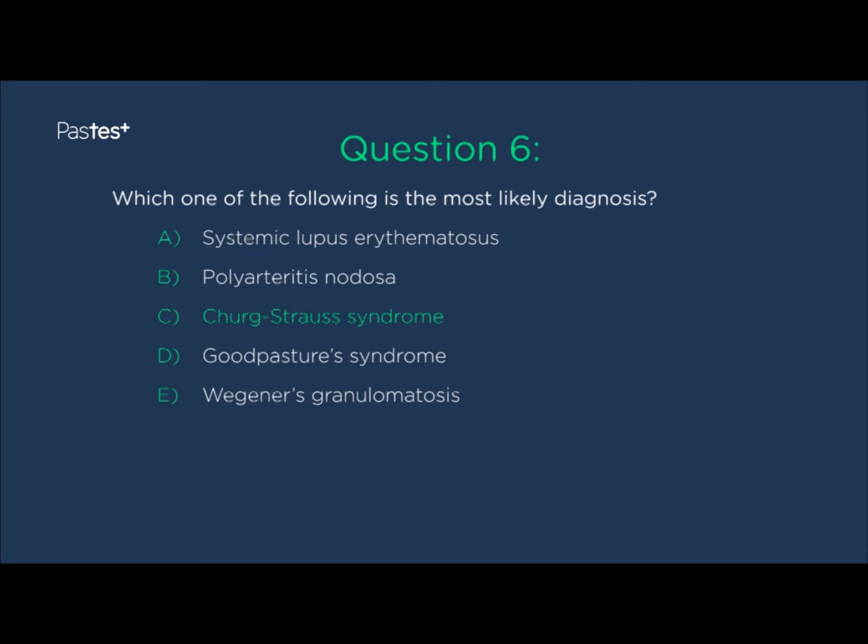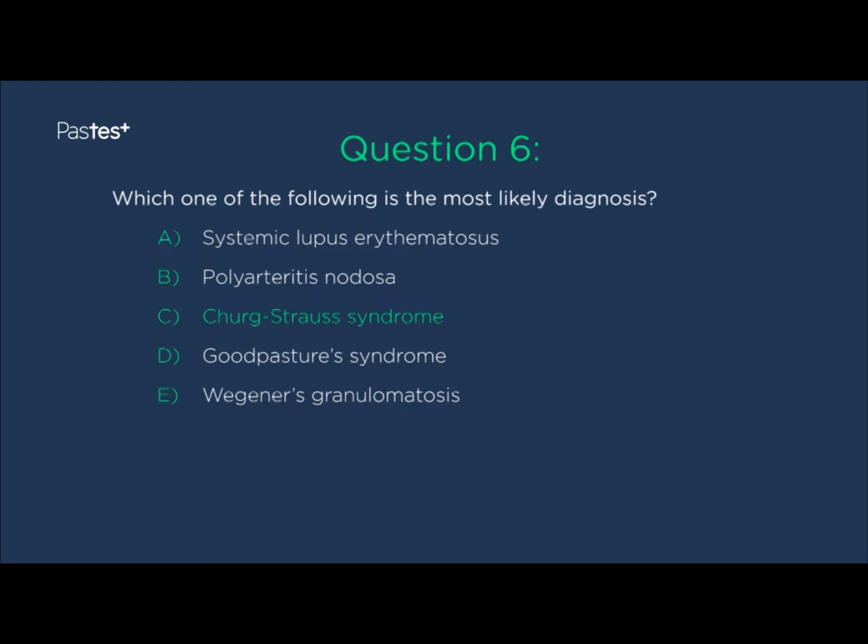Polyarteritis nodosa presents with very vague, non-specific symptoms. Again, you would expect the ANCA test to be positive. As far as Goodpasture syndrome and Wegener's granulomatosis are concerned, it would be very unusual to have normal renal function and a negative urine dipstick, although that can happen. Also, in Goodpasture syndrome, you'd expect a negative ANCA and a positive anti-GBM antibody.